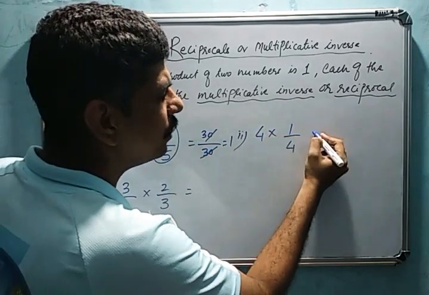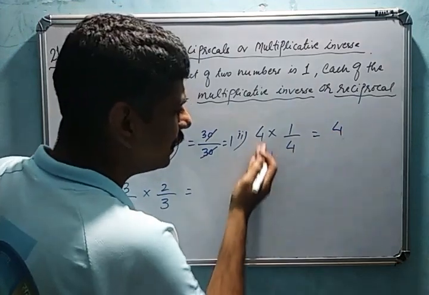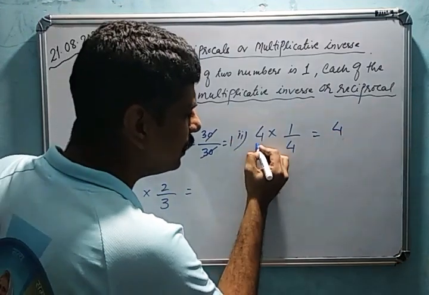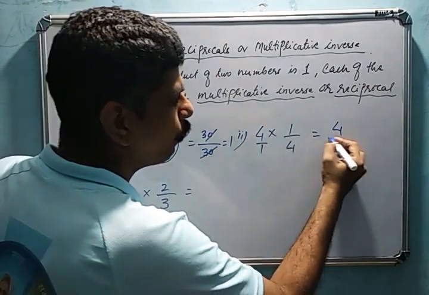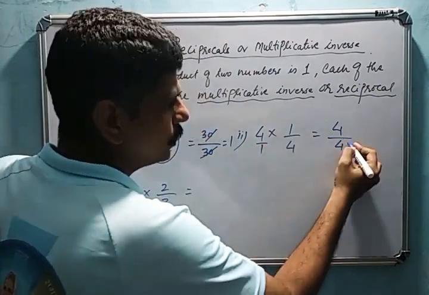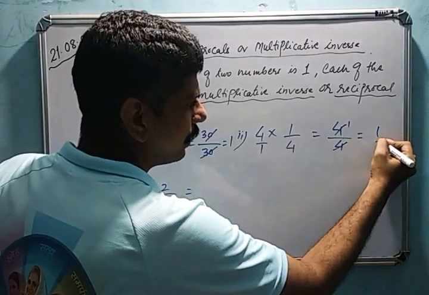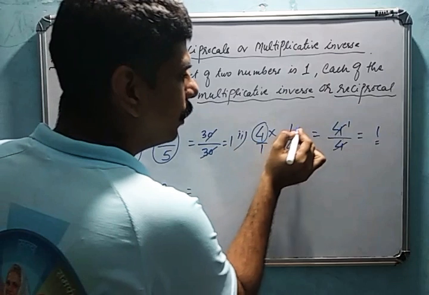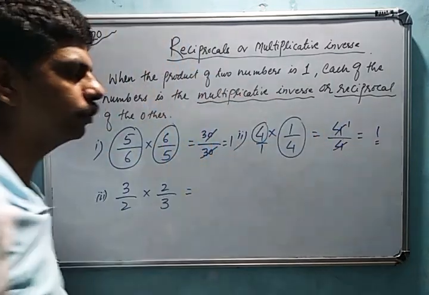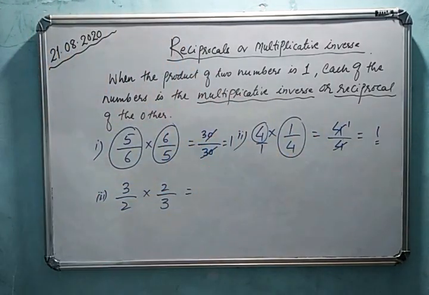Similarly, here you can see 4 into 1 by 4. So 4 ones are 4, and here there is no denominator. No denominator means it is 1, which we don't write normally. So again 4 ones are 4, cancelled, you are getting 1. So you can say that 4 is the multiplicative inverse or reciprocal of 1 by 4.